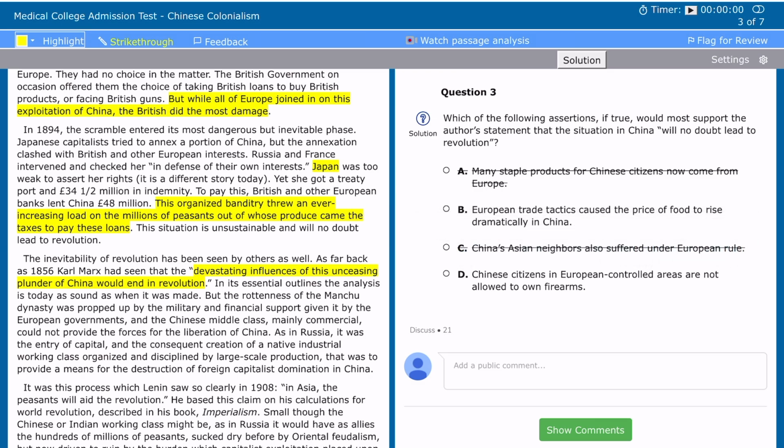And then D, Chinese citizens in European-controlled areas are not allowed to own firearms. This would be interesting, but again, this has nothing to do with, number one, the debt, number two, the produce, or any of the taxes on that produce. So the best answer, therefore, is B.